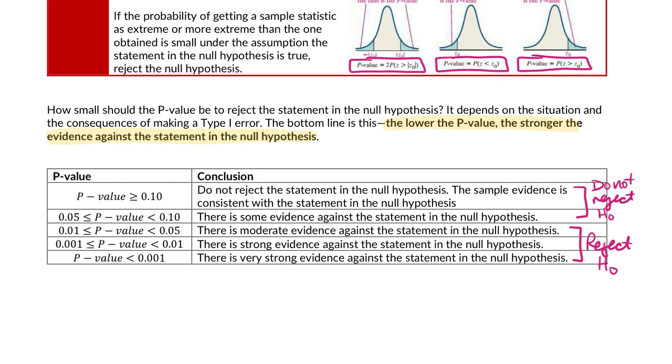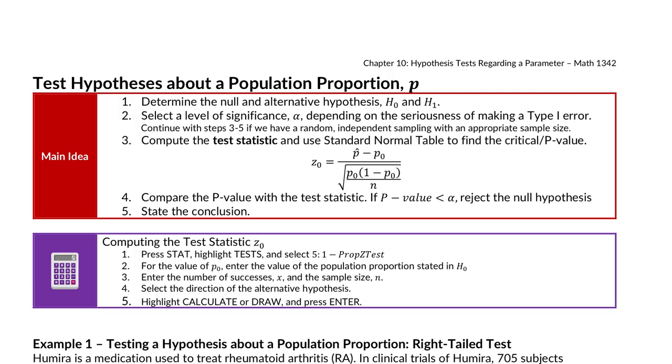So what are we actually going to calculate here to get the p-value? That's a great question. We're going to follow the 5 steps in this main idea box. And we will do these 5 steps over and over and over again today. We're going to determine the null and the alternative hypothesis, which is what we practiced last class in writing those statements. It says to select a level of significance. The problem will tell you the level of significance.